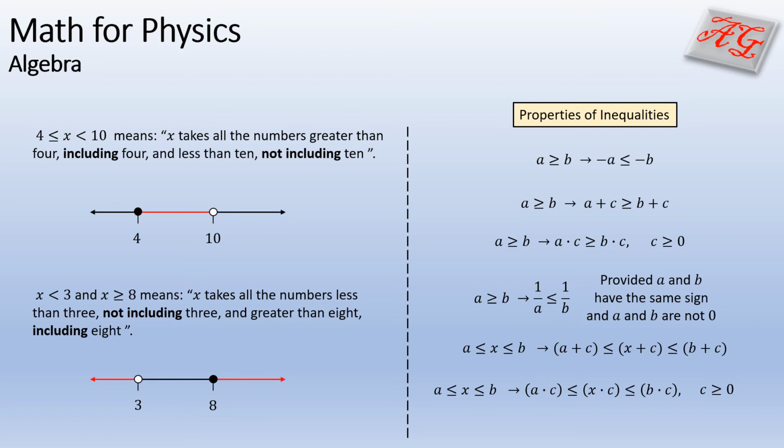If a is greater than or equal to b, and both values are different from 0 and have the same sign, either positive or negative, then if the reciprocal of these values is taken, the inequality flips. If a is less than or equal to x, which is less than or equal to b, adding any constant c to all of the values a, b, and x, the inequalities will still hold. And if a is less than or equal to x and x is less than or equal to b, multiplying all the values by a positive value c will not flip the sign of the inequalities. These last two properties can be easily deduced from the first three properties.